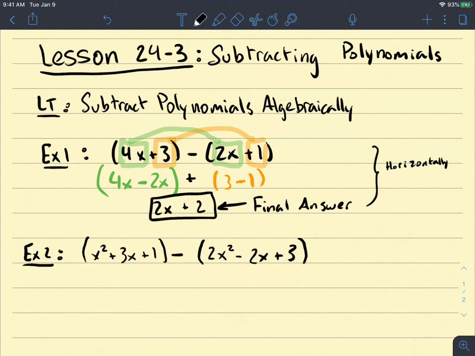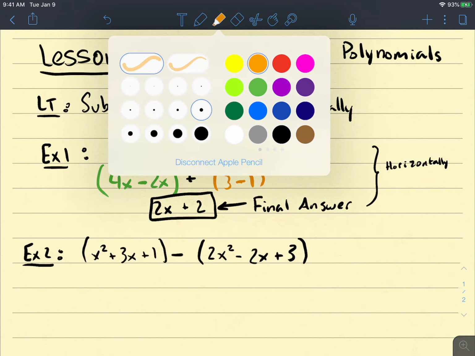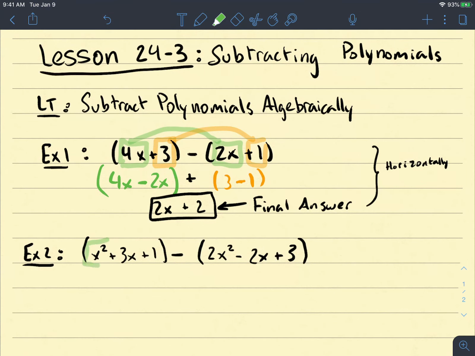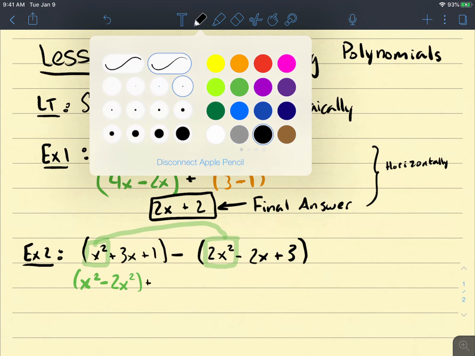All right. So first we're going to start off again with finding our like terms. We're going to start with this x squared here. We're going to look for another x squared. Oh look, this here is an x squared. So we're going to subtract the left minus the right. So we're going to have x squared minus, and remember this minus comes from here, 2x squared. And we're going to have plus for whatever the next term is.